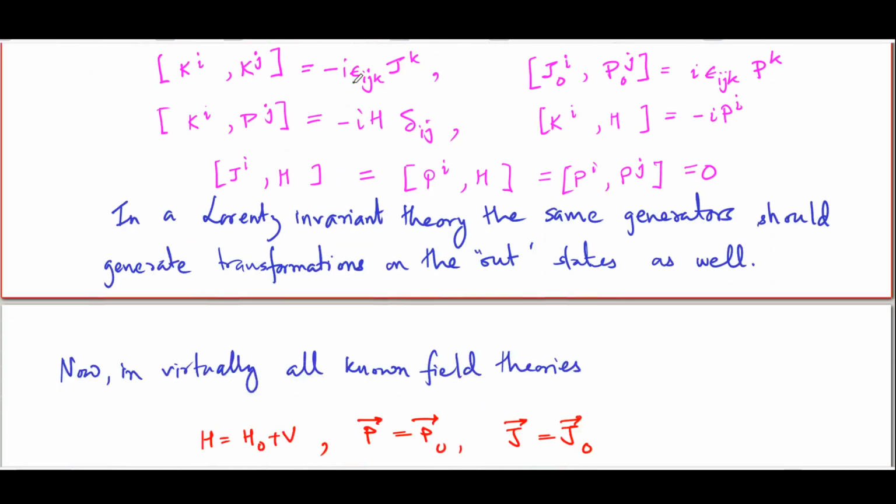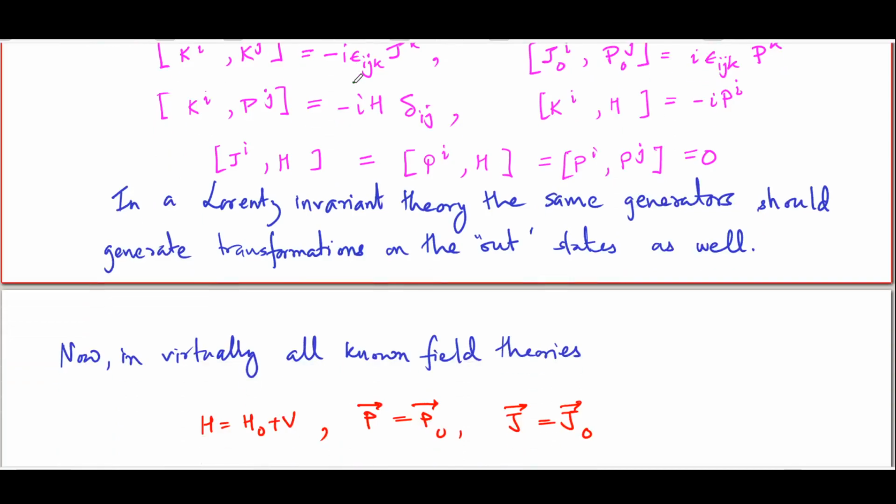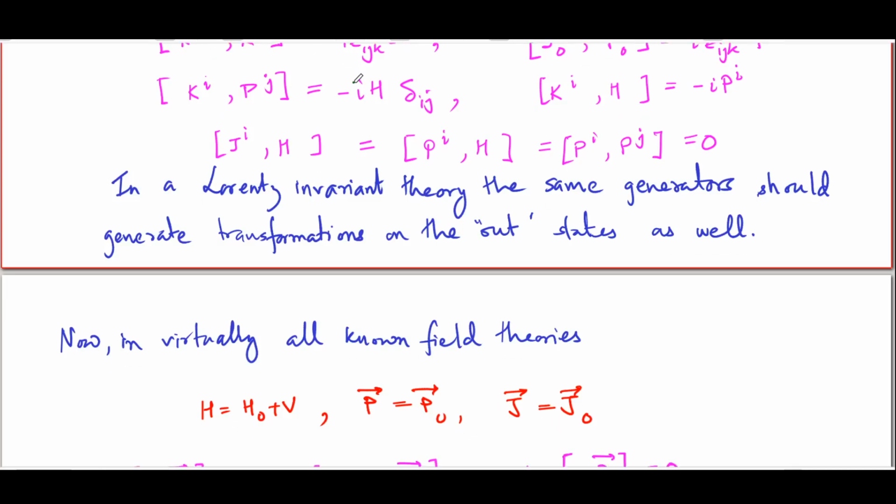Now, in virtually all known field theories, the exact generators P and J match the free particle generators P0 and J0. H, of course, is not the same as H0. We write H as H0 plus an interaction term which we are calling V. The V here might remind you of the potential energy term in non-relativistic quantum mechanics, but here V simply stands for the difference between H and H0. It's not really a potential energy. In a relativistic context, potential energy is not really that sensible a thing to talk about.